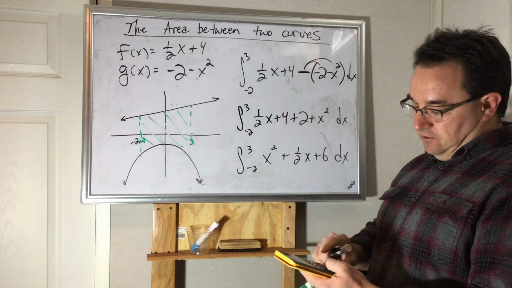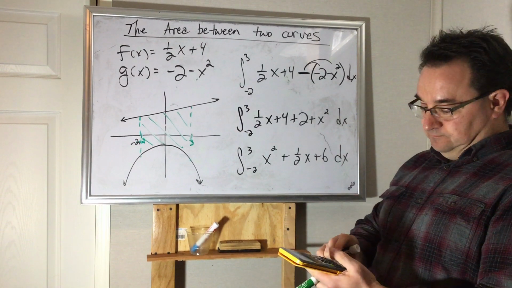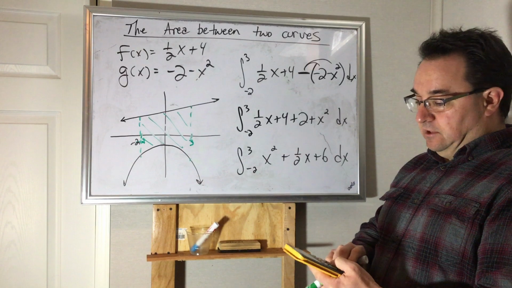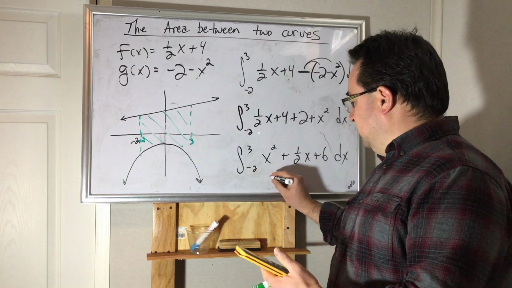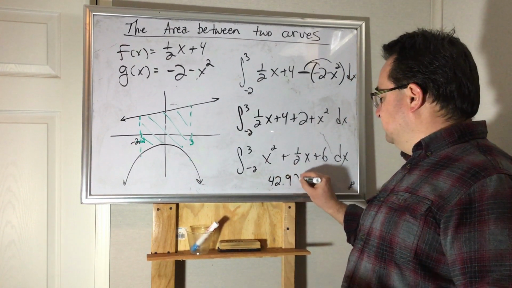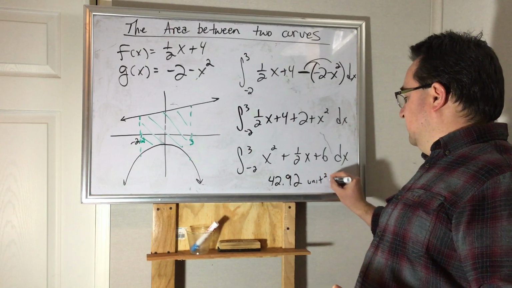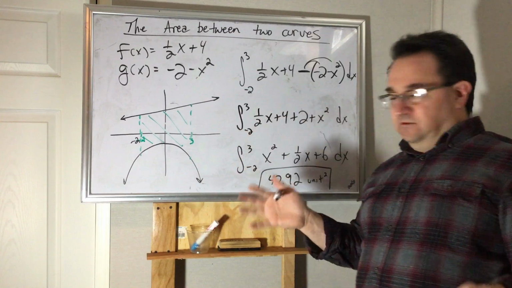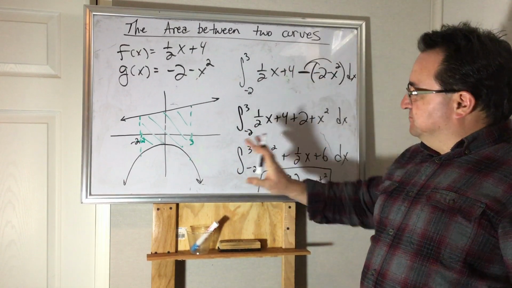I could type this one or this one. That's your call. Plus 0.5x plus 6. And so I'm getting an answer of 42.92 units squared because it's an area, right? So as usual, we like to get an answer, but this is more about the setup.